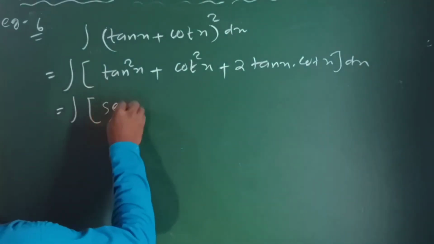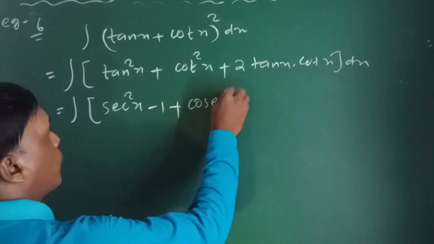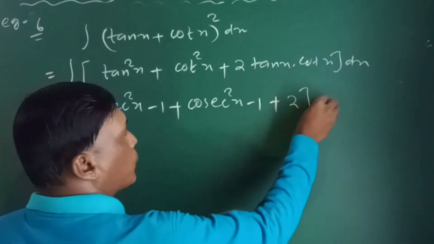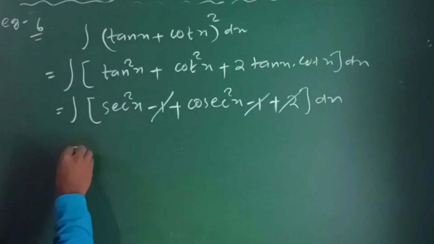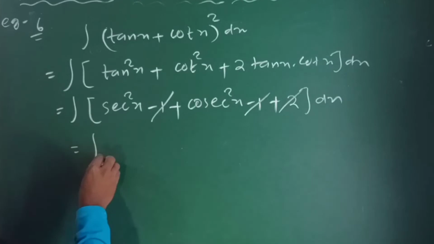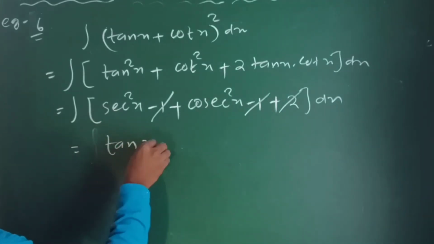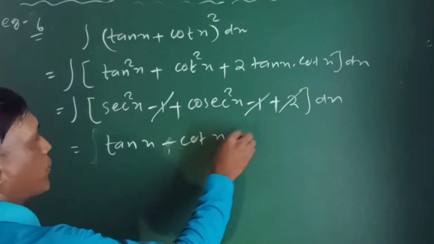Tan square is sec square x minus 1 plus cot square x is cosec square x minus 1 plus tan into cot is 1. This is 2. So minus 1 plus 2 cancels and it remains integration of sec square x, and I am writing here integration of sec square x is tan x plus integration cosec square x is minus cot x plus c is the answer.